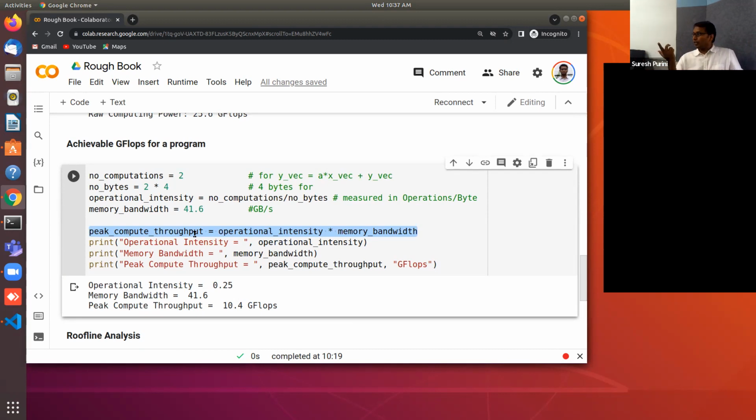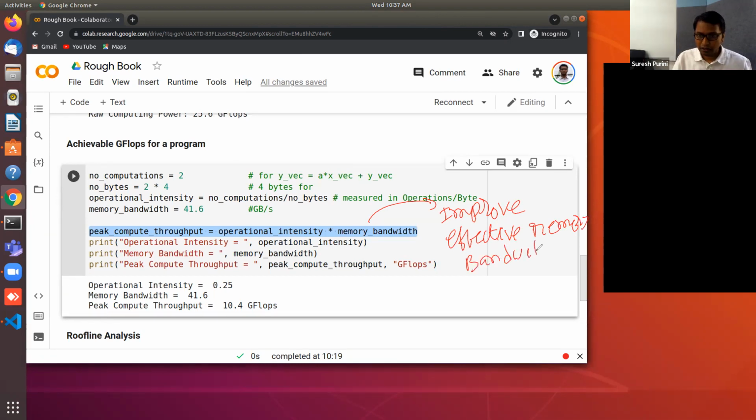While we cannot increase the memory bandwidth, we can increase the effective memory bandwidth. How can we do that? We have to use cache memory. By using the cache memory, if we can load the data and keep it in cache, we will be able to increase the effective memory bandwidth. So this is a very important observation: improve or increase effective memory bandwidth. How do we do it? By using caches.